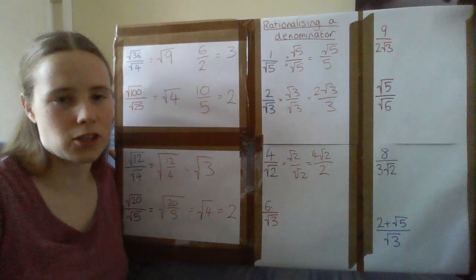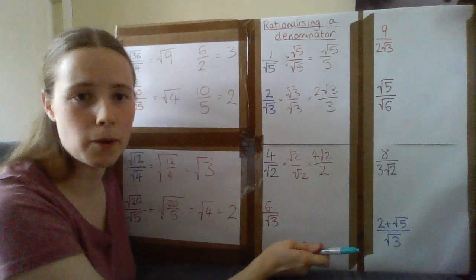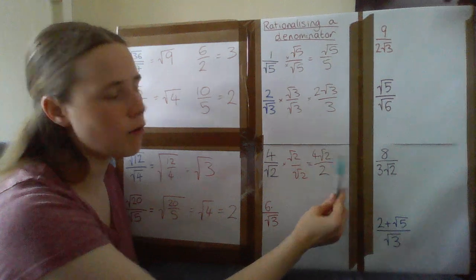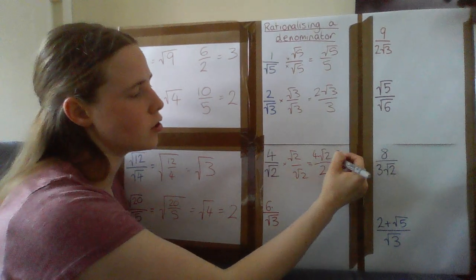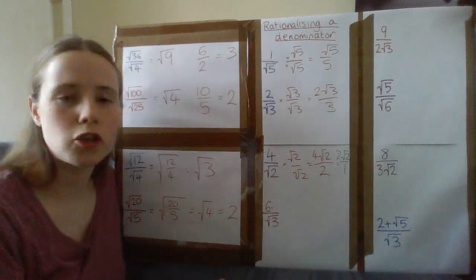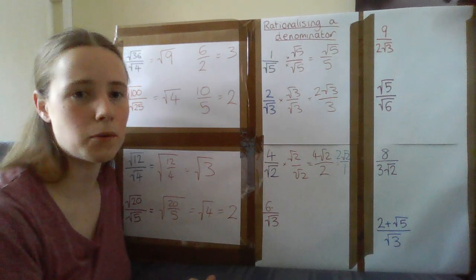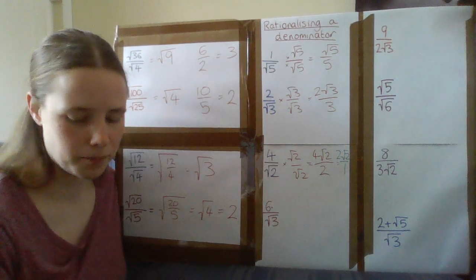Now, looking at this fraction, I can go further. I can simplify it. I've got 4 here and a 2, which are both even. So I can actually half the top to get 2 root 2, and I can half the bottom to make it a 1. 2 root 2 over 1 is just 2 root 2. So once you've done your rationalising, always look to see if you can do any simplifying as well.